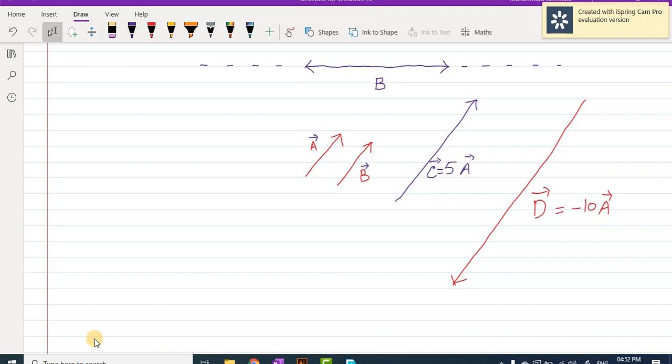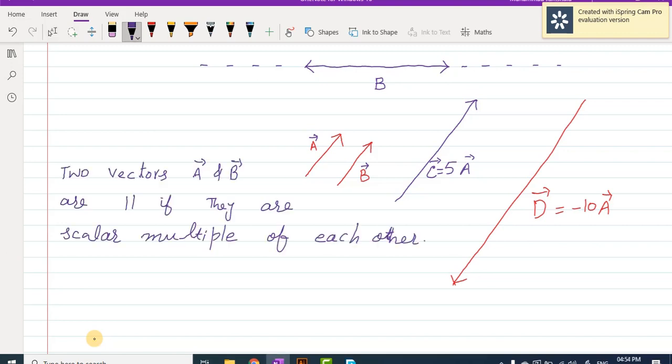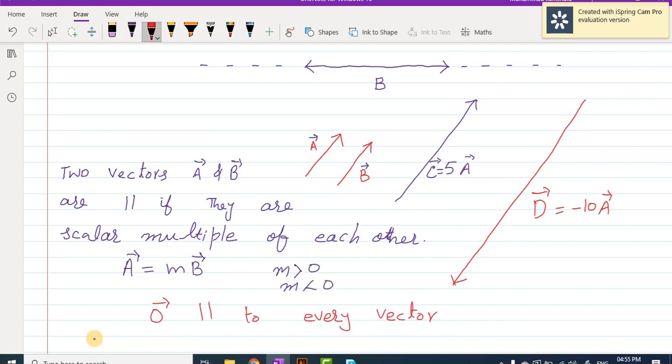Now we can make a conclusion, that is, two vectors A and B are said to be parallel if they are scalar multiple of each other. Mathematically, we can write A is equal to m times B, where this m may be greater than 0 or less than 0. As null vector has arbitrary direction, so we can say null vector is parallel to every vector.